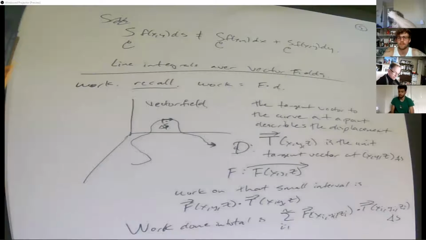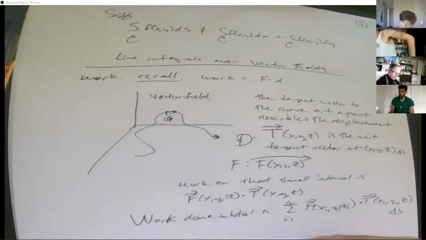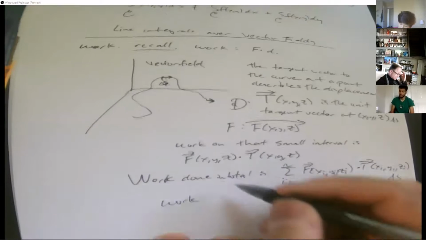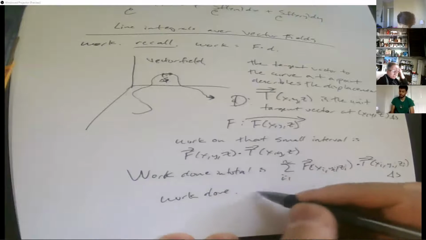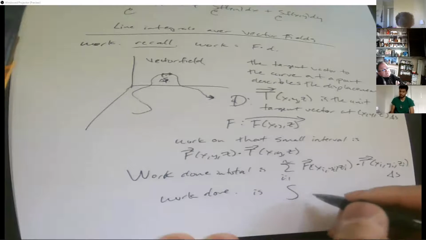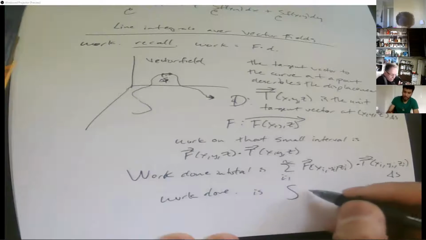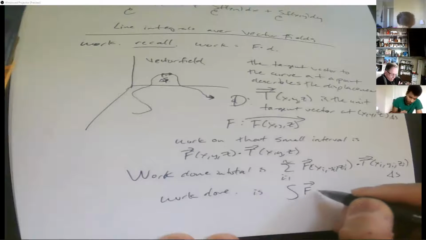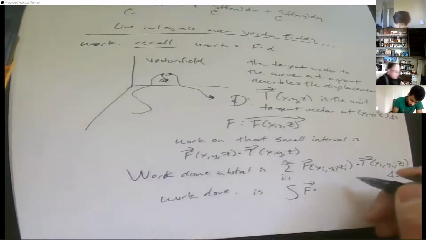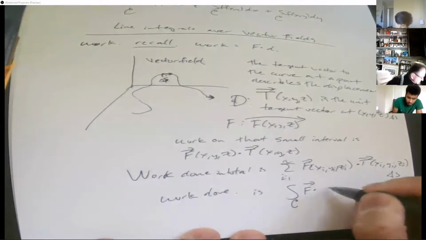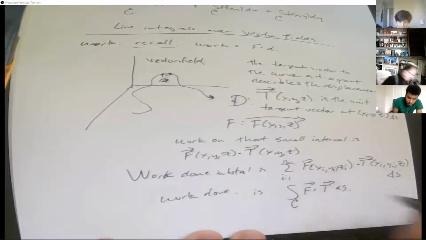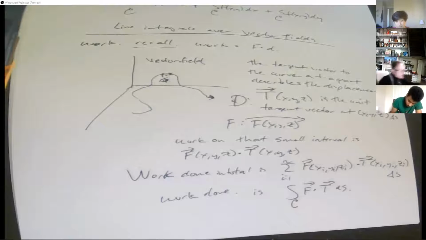So then we add this up, we take a limit, and we get an integral: the integral of F dot T ds along my curve. This is the work that's being done, okay? Any questions?